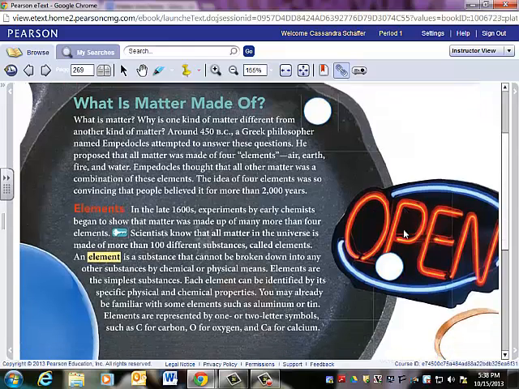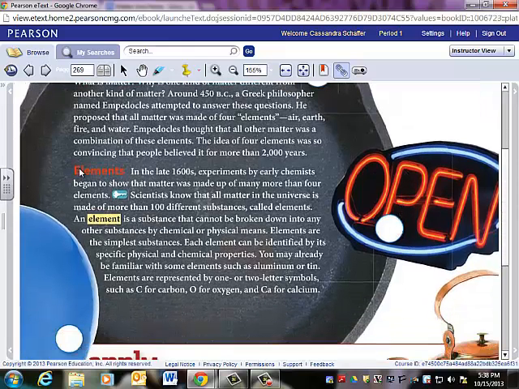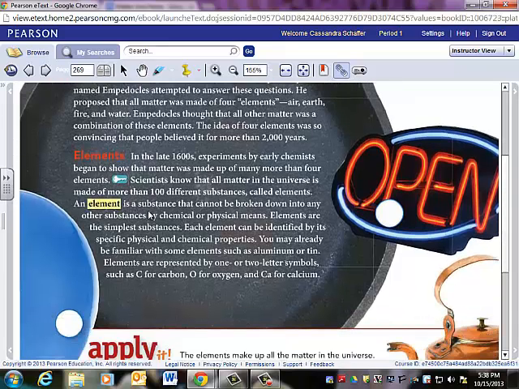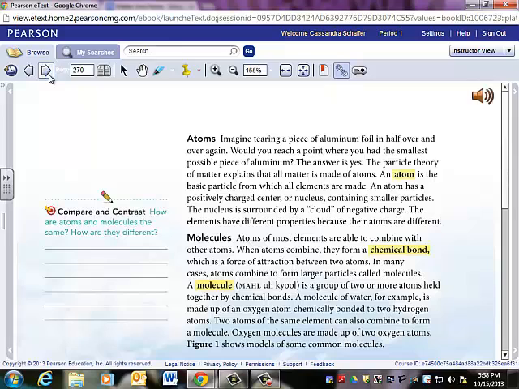As I continue to scroll down on my screen, I see a big red title, Elements, and I also see that key, so I know that my answer to my blue question is going to come rather quickly in our reading. And I see that element is a term that's highlighted, so that's going to be an important term for me to know. As I flip my page over to 270, I see that we have a section on atoms, and that atom is highlighted, so that's going to be another important term.